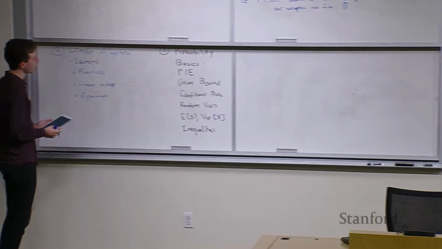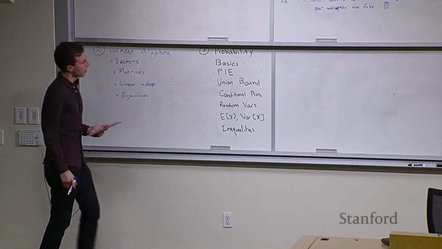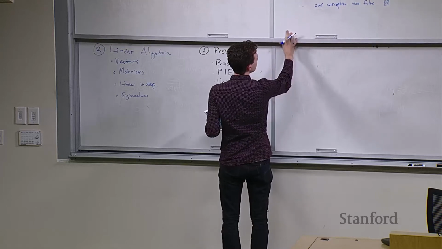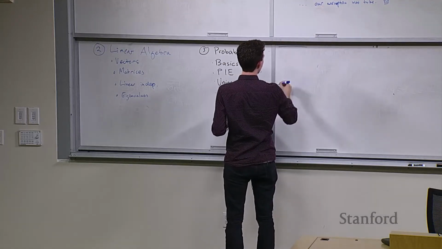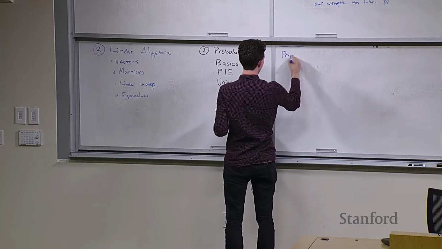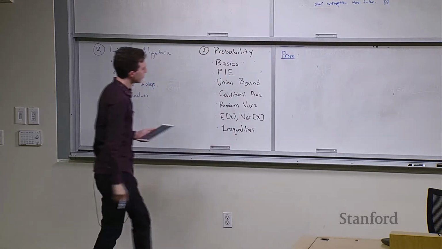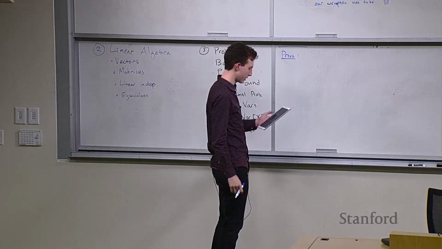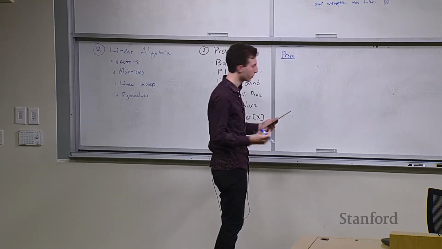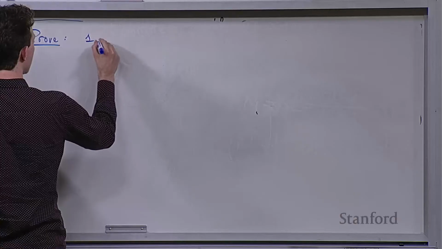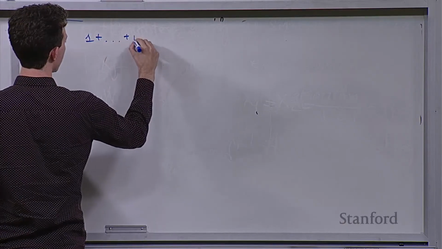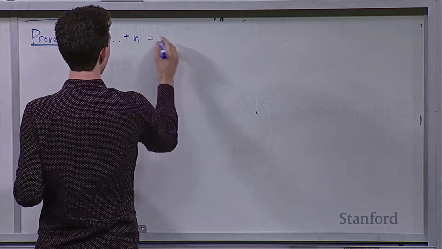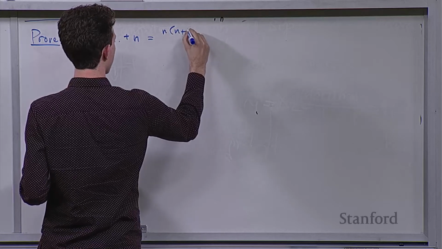Cool. So the last proof we're going to do is by induction. I'm going to move down here. I'm assuming some of you have seen induction before. This is actually an interesting application of induction for a fact that's usually proved in a different way. So we're going to prove that the sum of all counting numbers up to n is equal to n times (n plus 1) over 2.